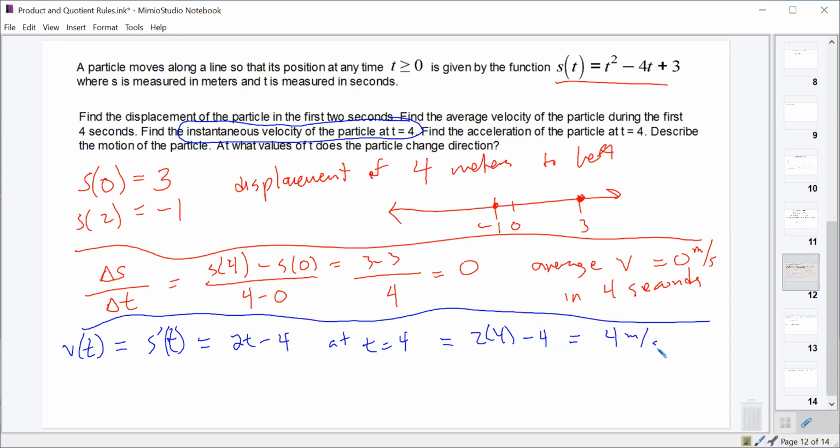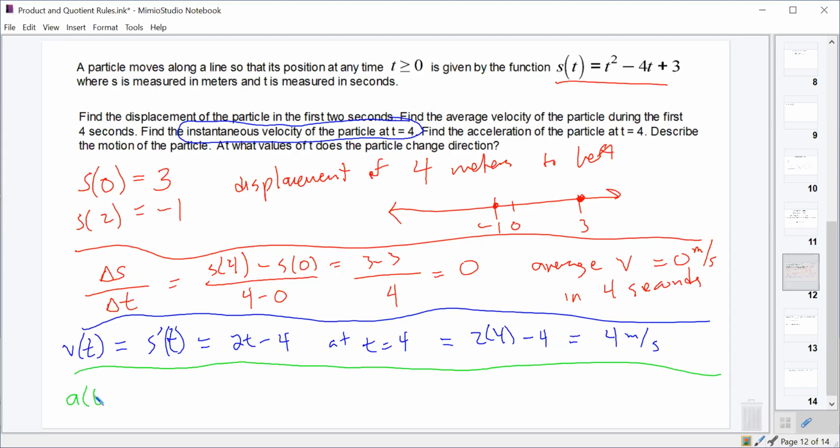Should be 4 meters per second. So the instantaneous velocity at t equals 4 is 4 meters per second, whereas the average velocity in those first 4 seconds was 0. Good or no? Good. Okay.